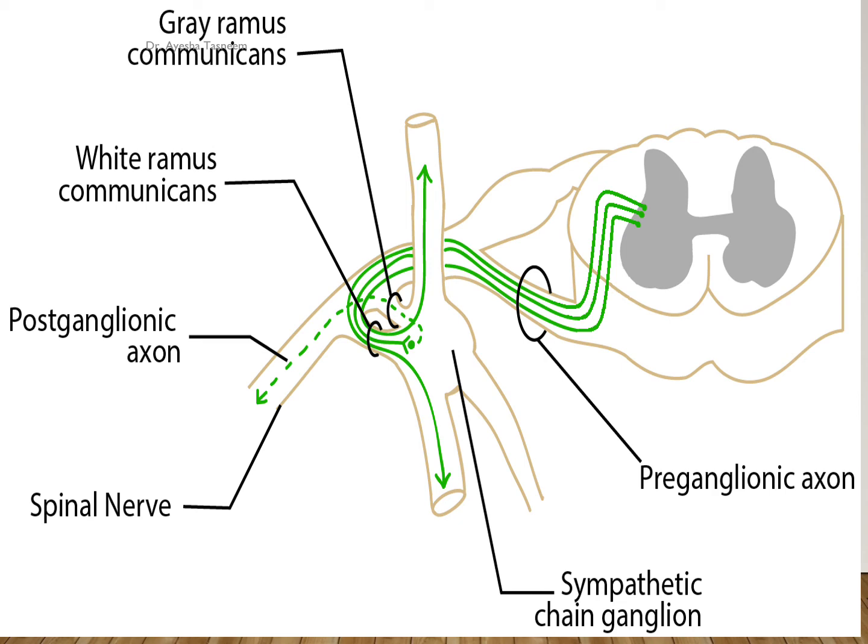Here you can see the gray ramus. It contains postganglionic fibers and also some preganglionic fibers, but they do not synapse in the ganglia. While the white rami contain preganglionic fibers.